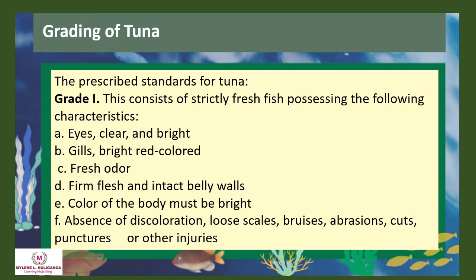Grading of tuna. The following are the prescribed standards for tuna. Grade 1. This consists of strictly fresh fish possessing the following characteristics. A. Eyes are clear and bright. Gills is bright red color. It has a fresh odor, firm flesh, and intact belly walls. The color of the body must be bright, and absence of discoloration, loose scales, bruises, abrasion, cuts, punctures, and other injuries.